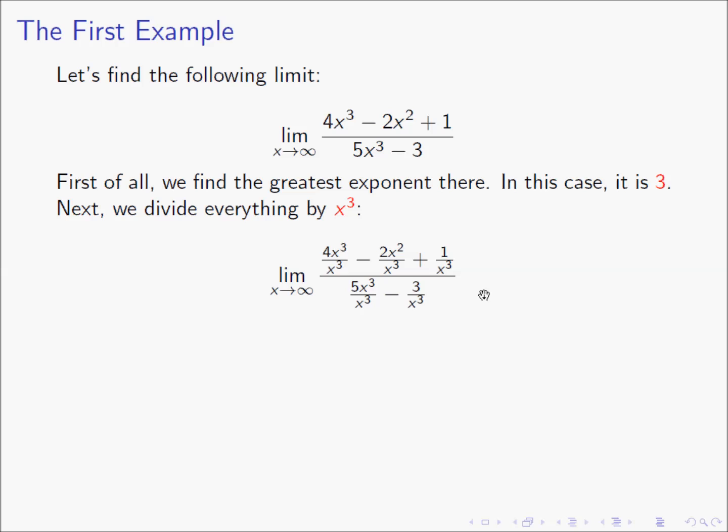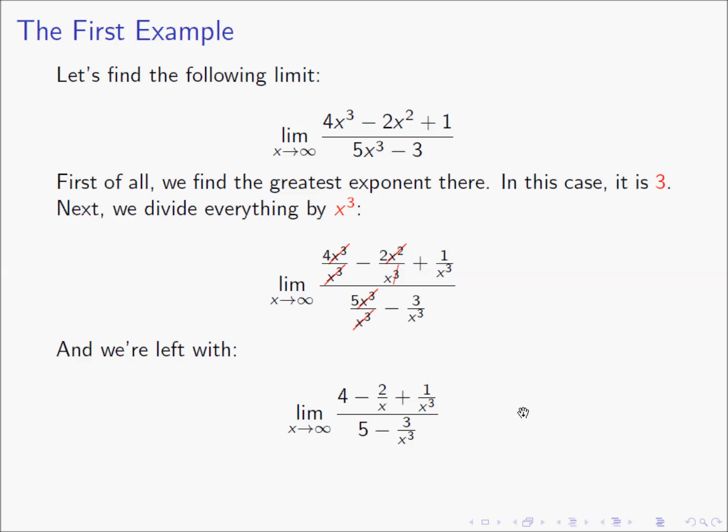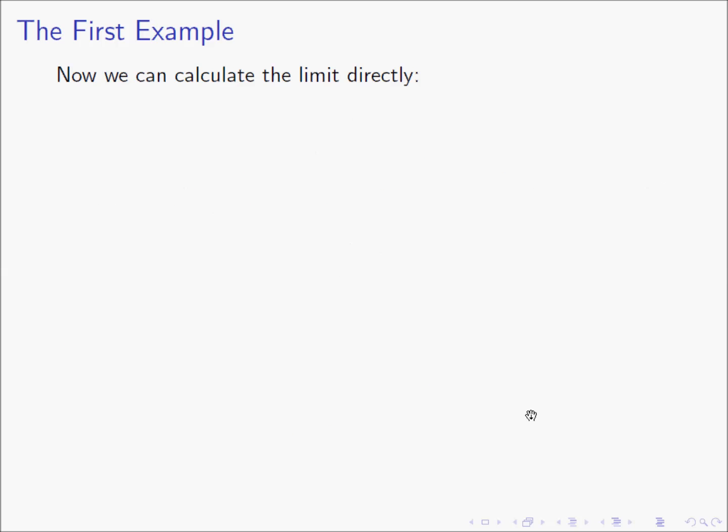I just divided every term by x cubed. Next, we can cancel out some things like this x cubed here, the x squared here, the x cubed here. So we get this expression for our limit. And the final step is to calculate the limit directly. Now, this limit has a form that can be calculated directly.